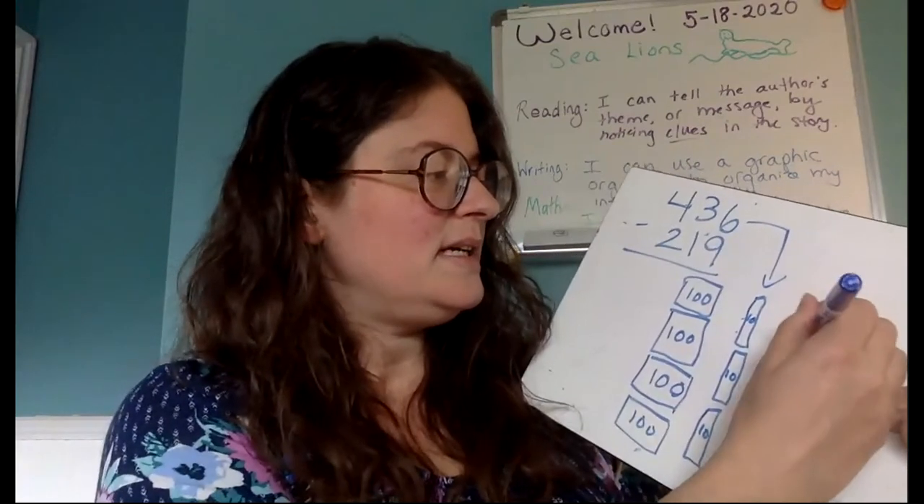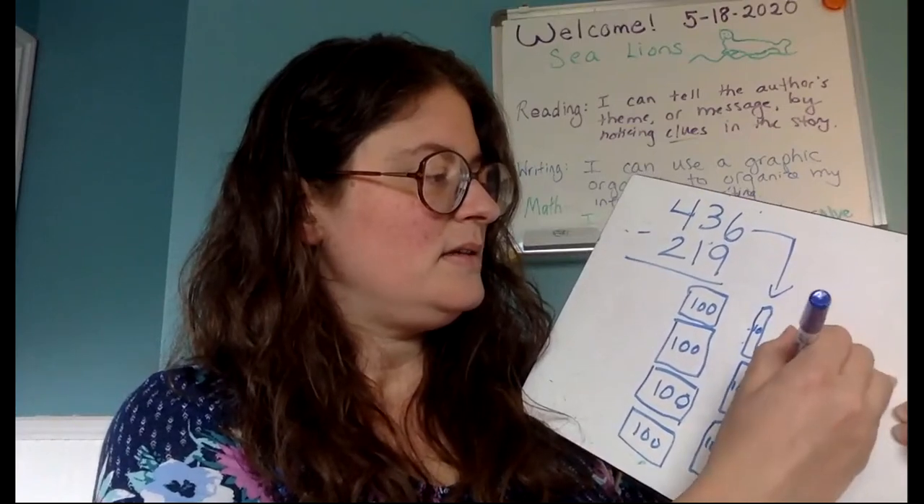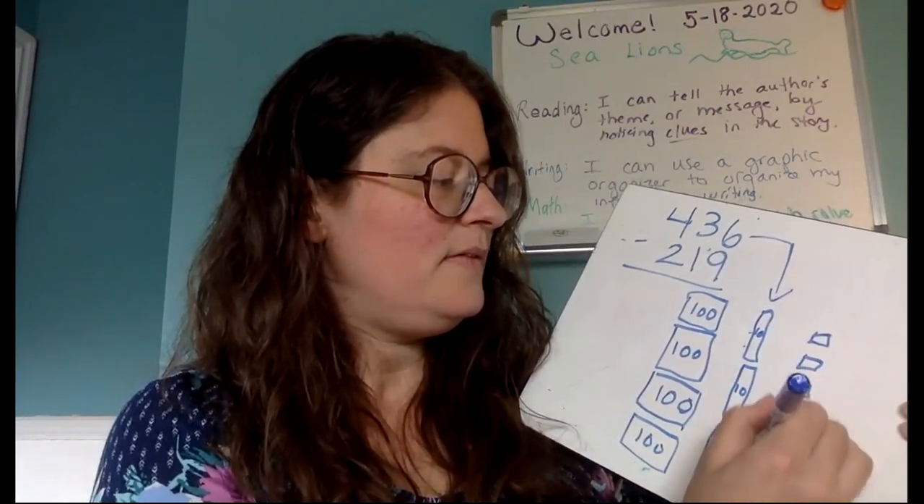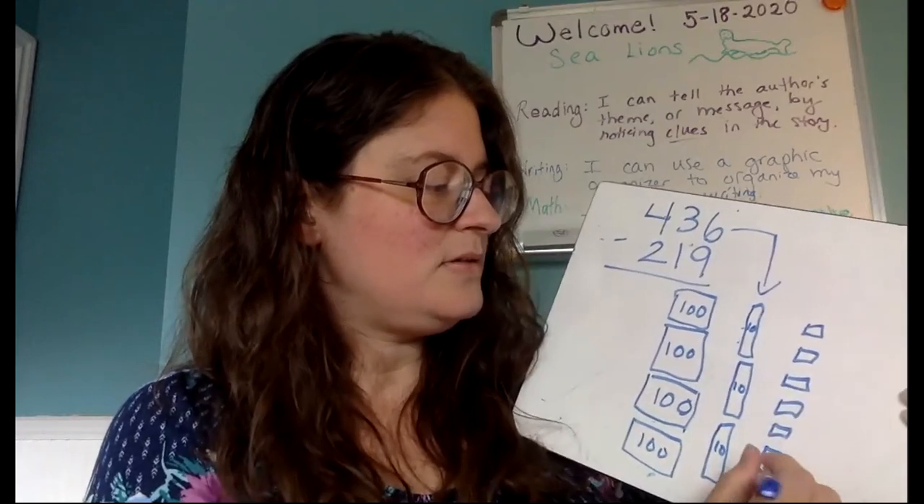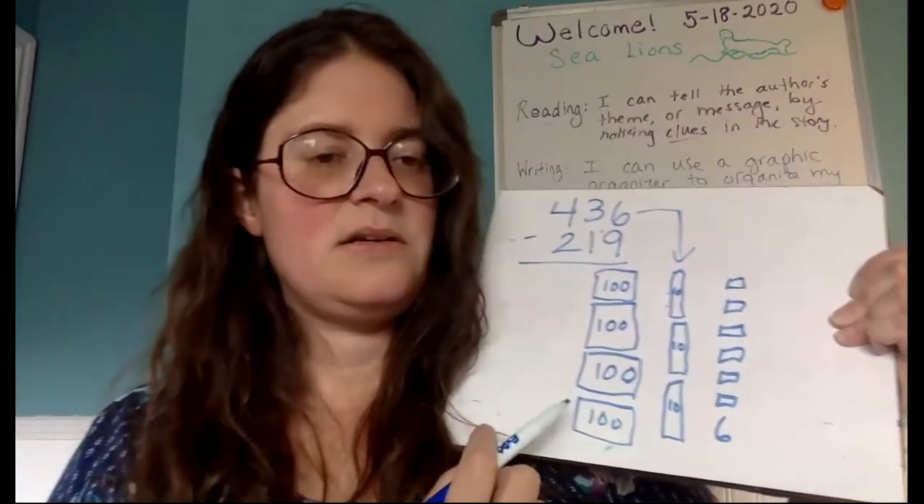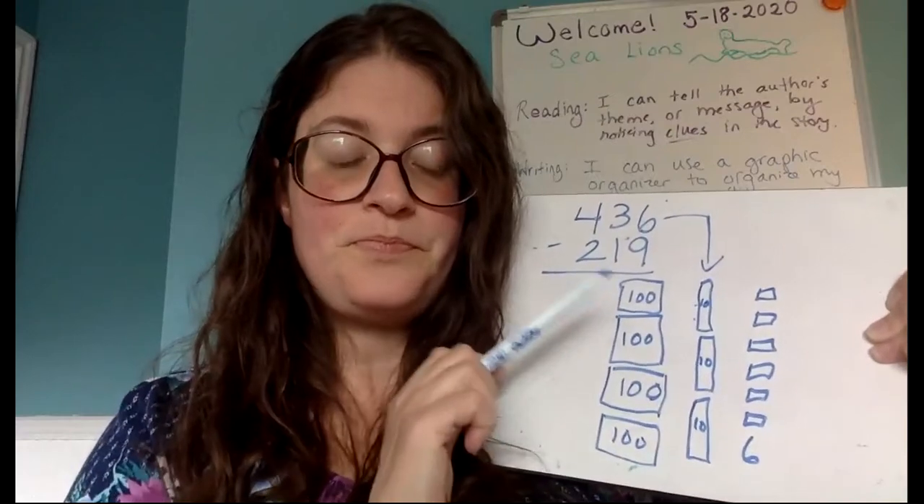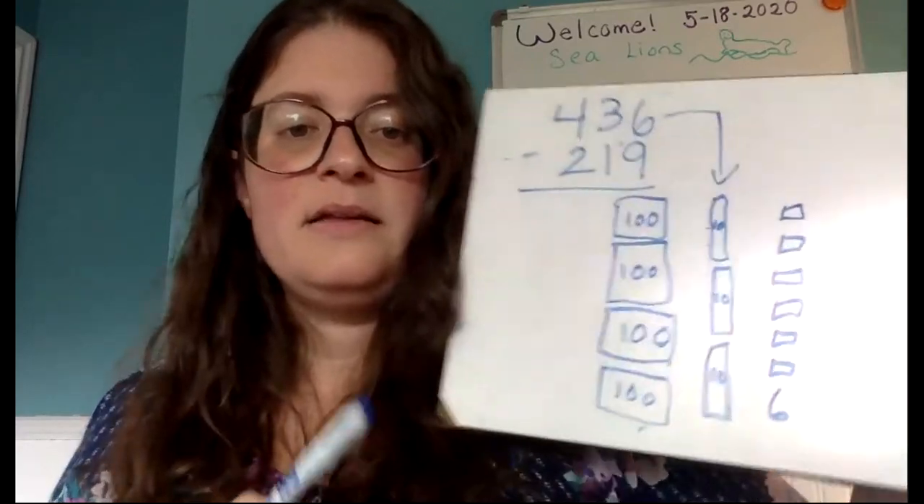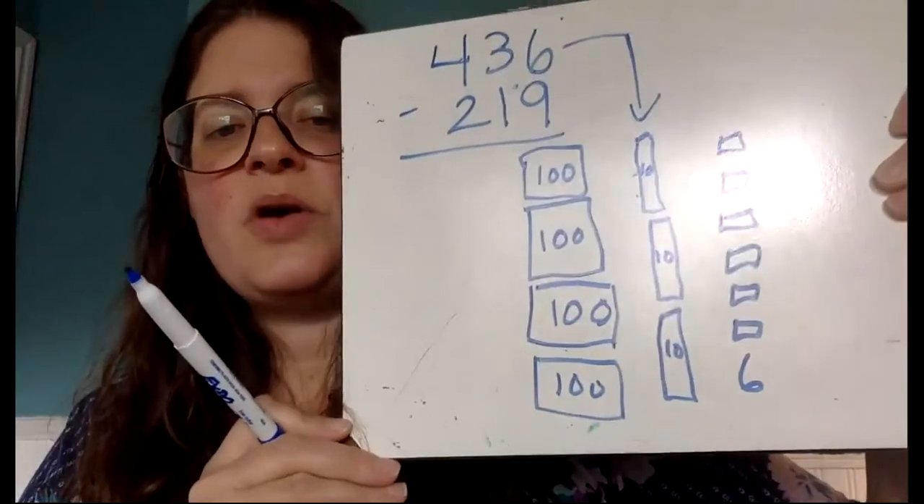Then we're going to draw 6 ones. 1, 2, 3, 4, 5, 6. Those are just the cubes. And I'm going to write the number 6 under there. So 436. That's how you're going to start solving this problem.